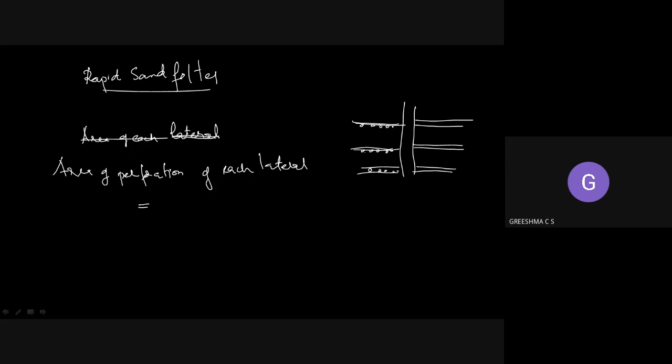Area of perforation in each lateral. So each lateral has 5 perforations. So the area of one perforation is how much? Pi by 4 into 0.013 squared, where 0.013 is the diameter of the perforations, into 5. So how much are you getting? Tell me fast. Pi by 4 into 0.013 squared into 5. So how much are you getting?